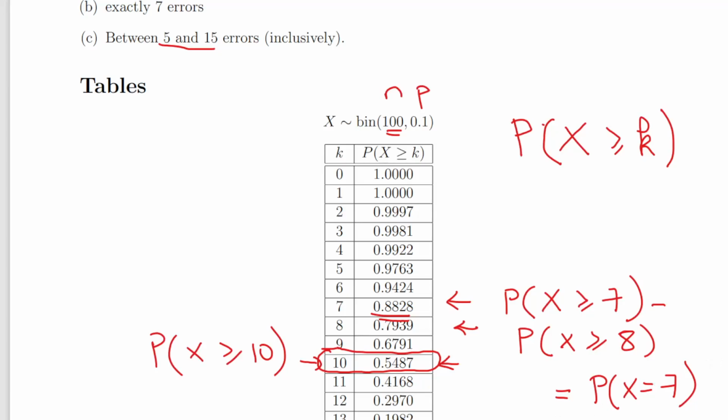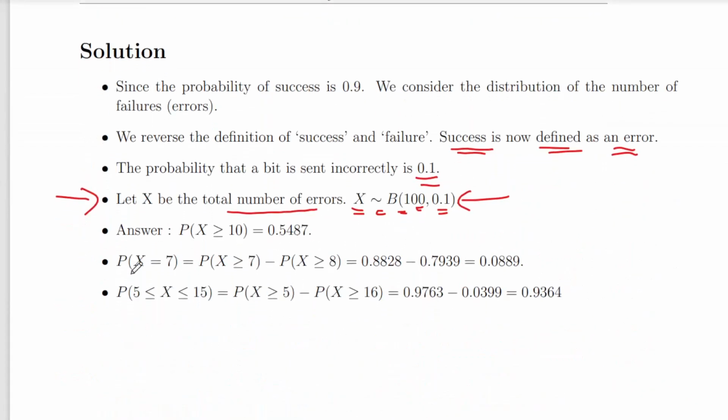Let's work it out down here below. The probability of x equal to 7 equals the probability of x greater than or equal to 7 minus the probability of x greater than or equal to 8, and that works out to be 0.0889. The final question asks us, what is the probability of being between 5 and 15 inclusively?